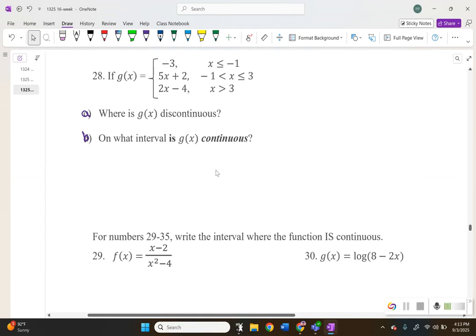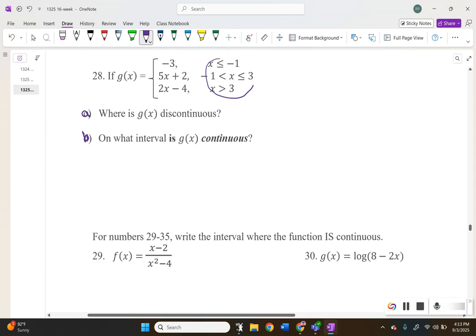All right, so number 28, it says we're given g of x, which is a piecewise function, and it wants us to find where g of x is discontinuous. And then in part B, it wants us to find on what interval is g of x continuous. All right, so we do that at the same time, basically.